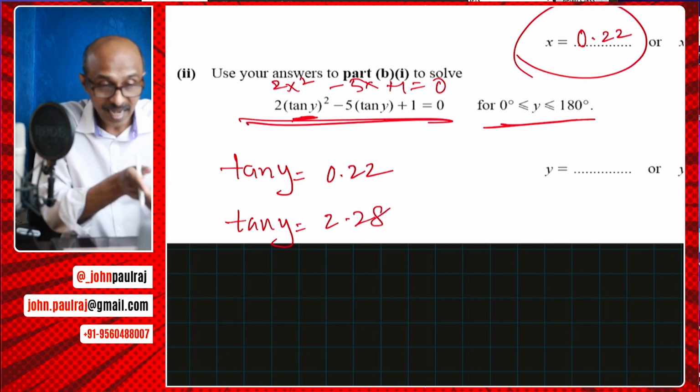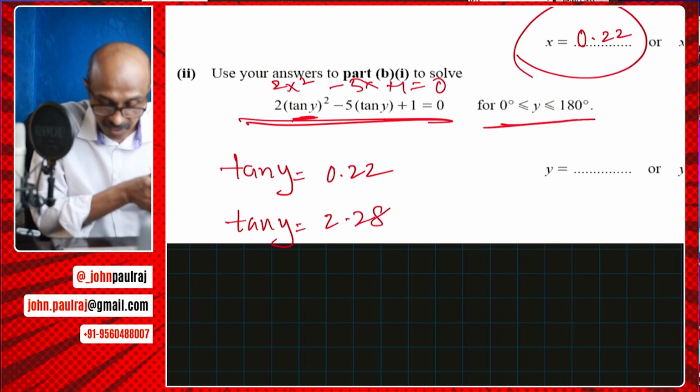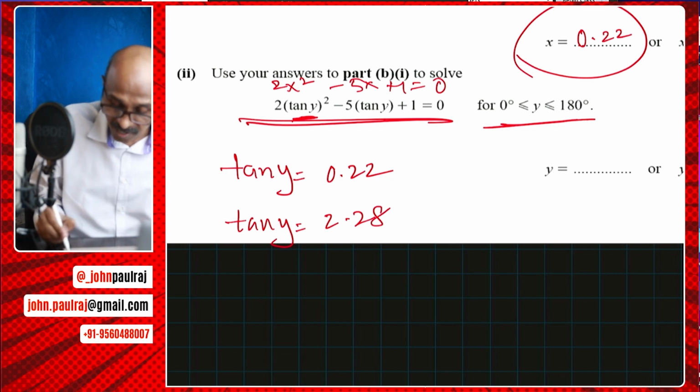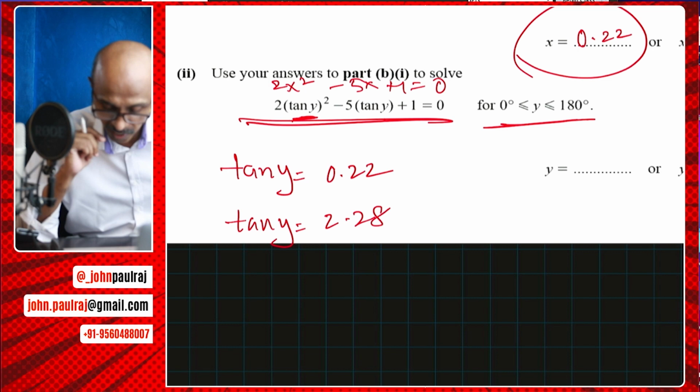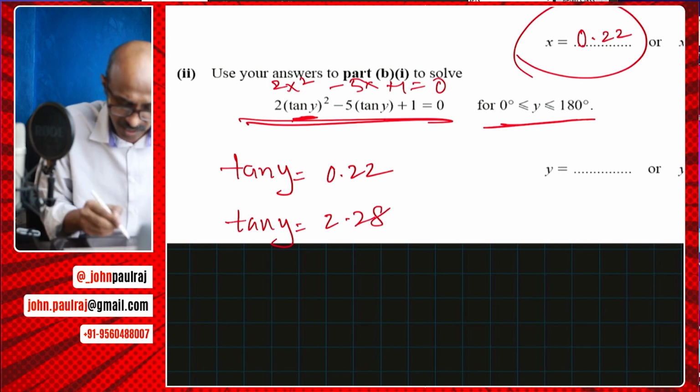Then use your tan inverse on your calculator, find out the values. It's just 2 points, no need to wander around too much. But remember, there's got to be a positive and a negative value. Why? Because, sorry, it's just given as positive, right?